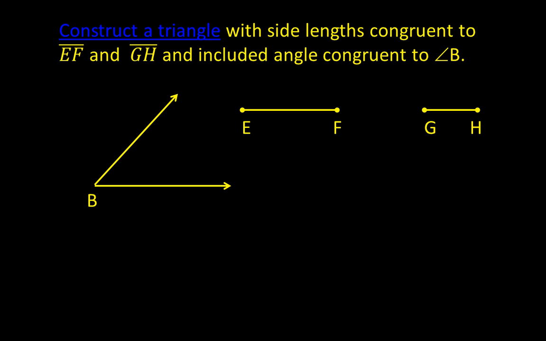So let's put some of these constructions that we've just done together to construct a triangle that has side lengths congruent to two line segments and an included angle congruent to a known angle. Included angle means that the angle will have as line segments on either side of that vertex, line segments that are equal to the length of segment EF and segment GH. So that angle will be between those line segments.